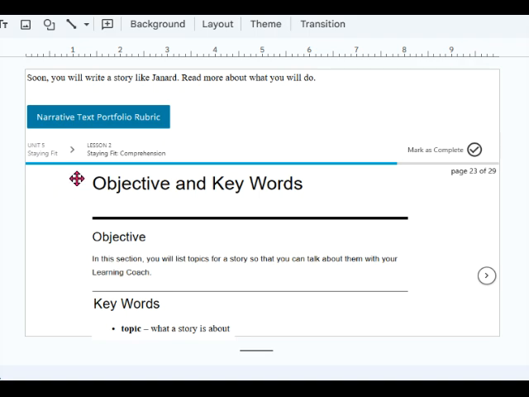Now I'm moving on to Unit 5, Lesson 2. Here's our new objective. In this section, you will list topics for a story so that you can talk about them with your learning coach. A topic is what a story is about.